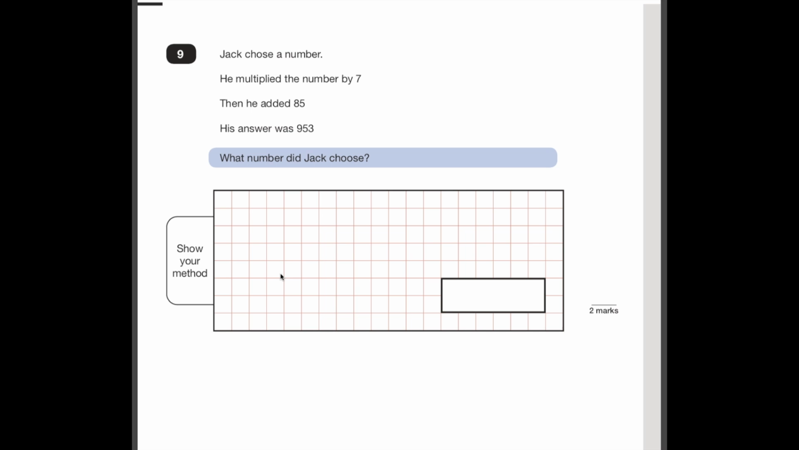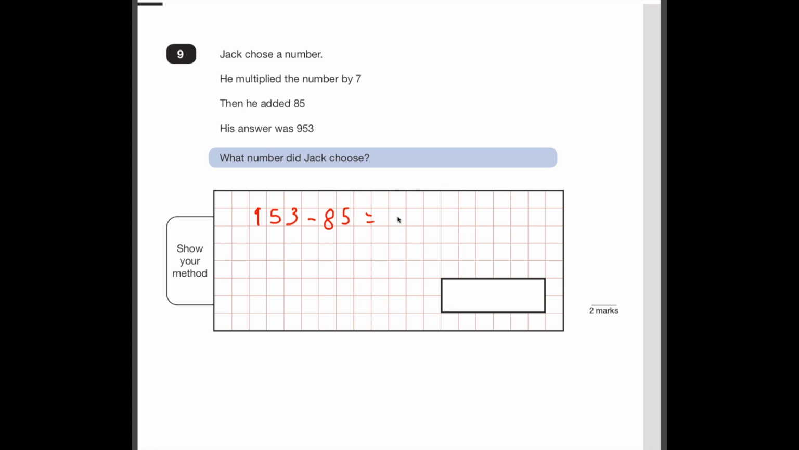Now similarly with number 9, we have a rule here. Jack has a number, he then multiplies it by 7, he then adds 85 and he arrives at his answer of 953. So in order for us to find Jack's original number, we're going to need to go backwards. So we're going to need to start with 953. That's what he landed on at the end. And we're going to go backwards. So the last thing he did was add 85, so let's subtract 85.